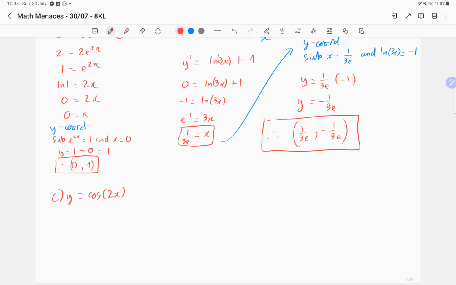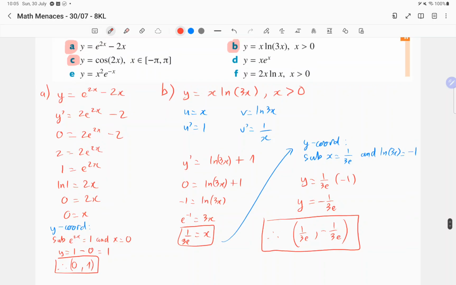Any questions, Sarah? Which question are you on, A or B? B, but how do you get where the 3 go when you derive B? So when you derive, v is 1 over 3x, and then you derive what's inside, which is 3, and then you cancel them off.